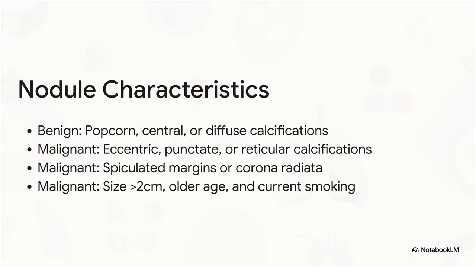Okay, you've got the CT. Now you're looking for specific visual clues. On the benign side, look for calcification patterns, like popcorn, which is classic for pulmonary hamartomas, or concentric, laminated, central, and diffuse patterns. On the flip side, what are the high-risk malignant features? You're looking for eccentric, punctate, or reticular calcifications. Spiculated margins with a corona radiata are huge red flags. Other risk factors include a nodule larger than 2 centimeters, older patient age, and current smoking. All of those demand immediate attention.